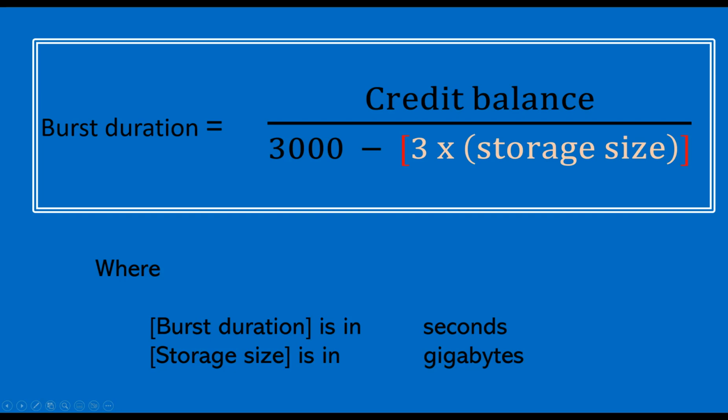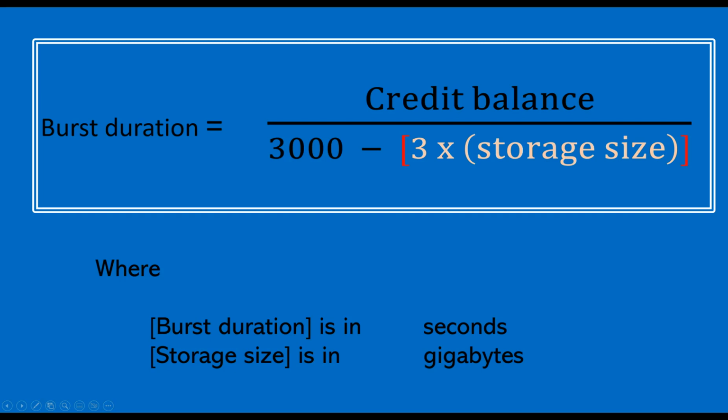When you initially boot a database instance, you get a credit balance of just over 5,400,000 IOPS. Whenever your instance uses IOPS above and beyond its baseline, it will dip into the credit balance. After that credit balance is depleted, you can no longer burst. For example, with a 200 gigabyte volume, the burst duration in seconds would be 2,250 seconds.